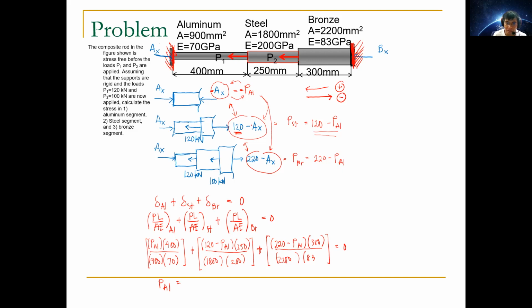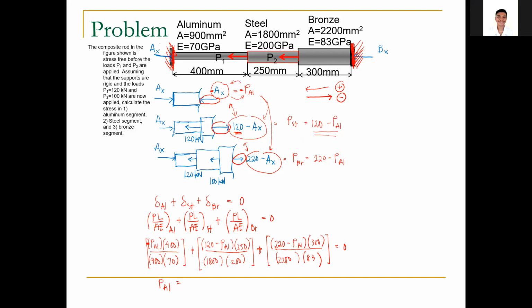Okay, so I think this is now correct. So this one is negative too. So we correct that. So I just adjusted according to the direction of the forces. So this one is going to the left, so that's why it's negative. This one is going to the right, that's why it's 120 minus a sub x. Going to the right, 220 minus a sub x.